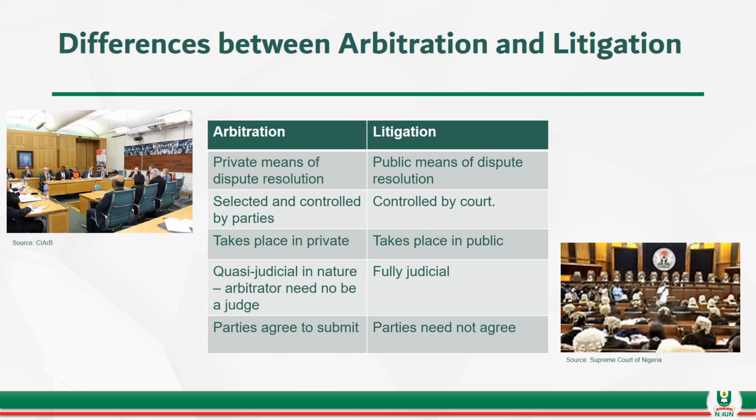And then another difference is that the parties agree to submit to arbitration. There must be a meeting of minds. Parties must agree, okay, please, let's take this dispute out of the purview of the courts and let's deal with it under arbitration. But for litigation, parties do not need to agree. A party can go to court and invite the other party, and whether the other party likes it or not, he will have to come and defend himself. So those are the differences. There are many more differences, but for the purpose of this lesson, let those suffice for now. We will keep talking about them when we make reference in other lessons.